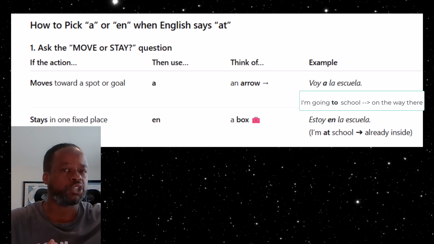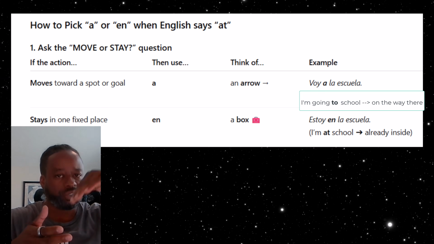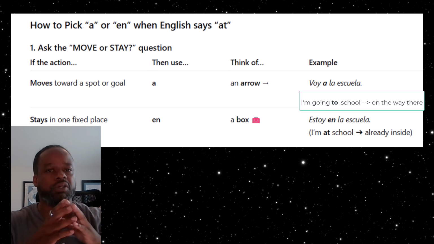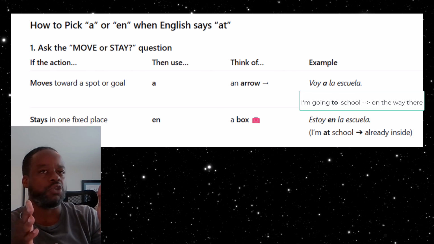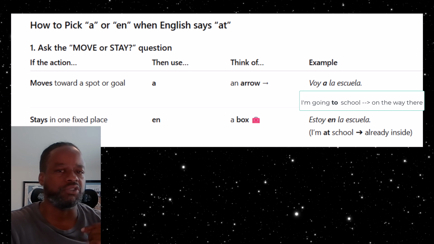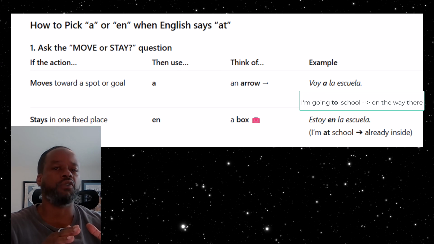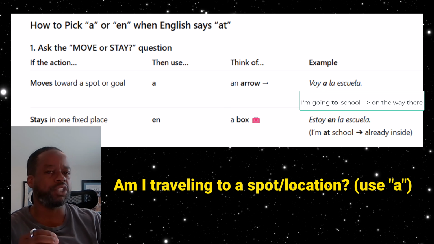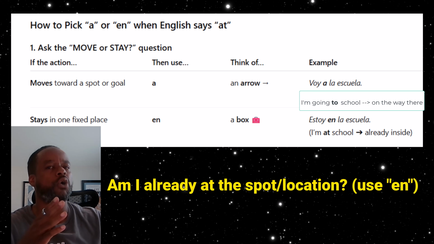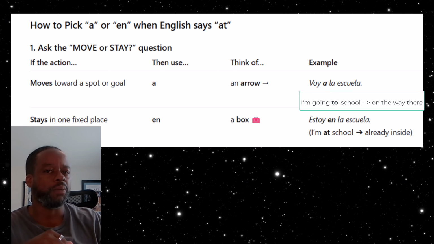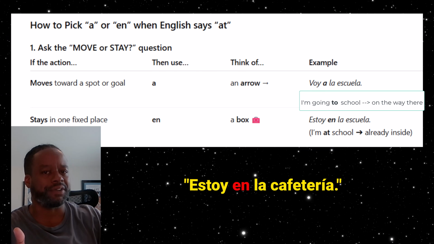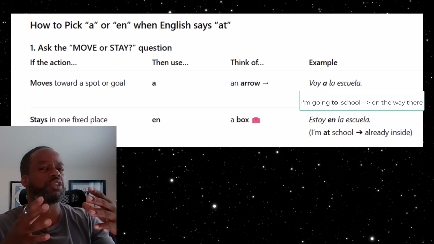Remember, moving towards, arrow, in something or at something, box, right? We're putting it in the box. And those are the two examples that we can use based on this chart right here. If you need to dive in deeper, let's take a look at something really quickly here. You can ask yourself, am I traveling to a spot, or am I already at the spot? Por ejemplo, te veo a la cafetería. Estoy en la cafetería.